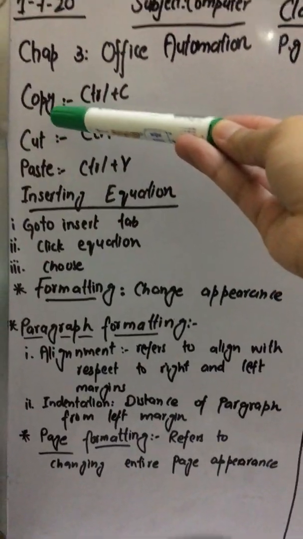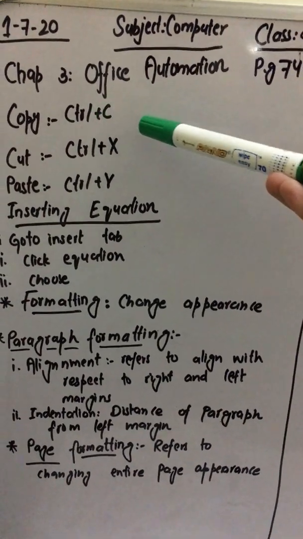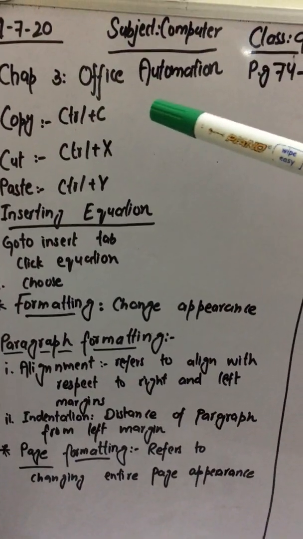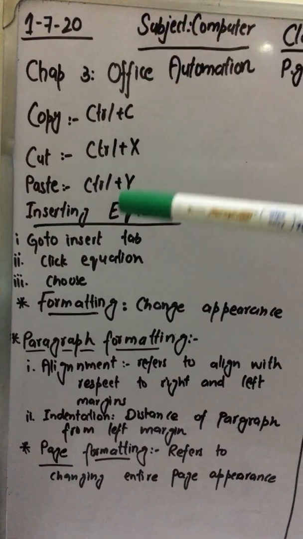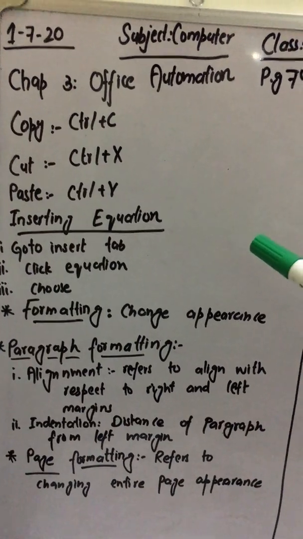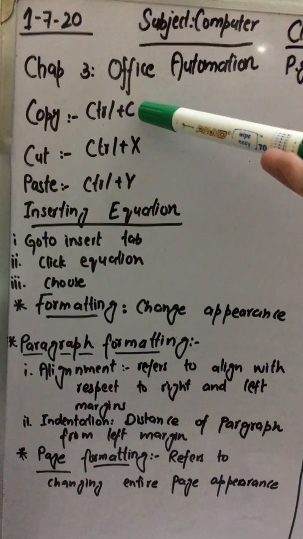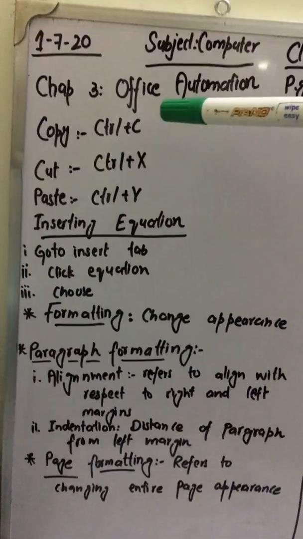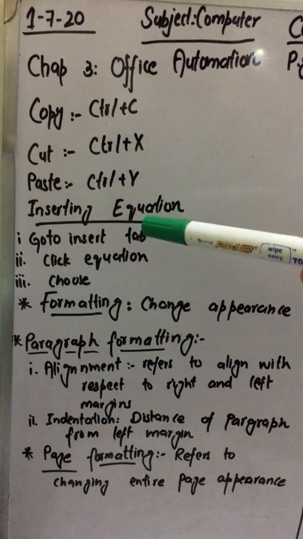For copying the text, we know that we have a shortcut key, that is Ctrl plus C. So what are the steps for copying the text? You have to just select the text by dragging with the mouse. When your text is selected, just press Ctrl plus C. Your text will be copied. After copying the text, you need to paste it somewhere.